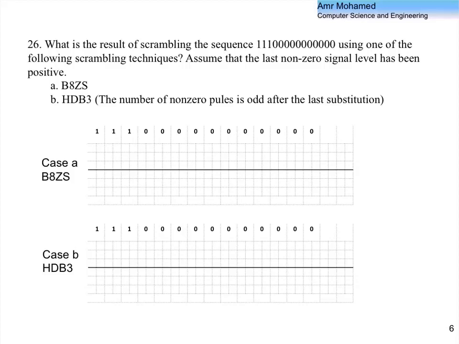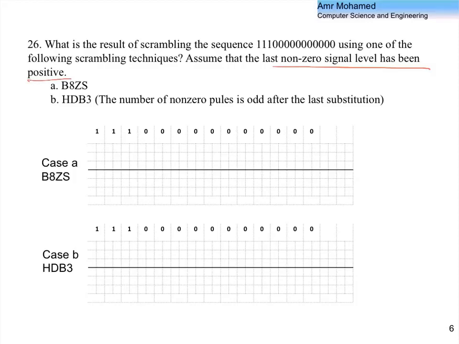Okay, so next exercise: what is the result of scrambling the sequence 1, 1, 1 and all zeros using one of the following scrambling techniques? Assume that the last non-zero signal level has been positive. So this is very important, especially for scrambling techniques, as we have discussed in class.